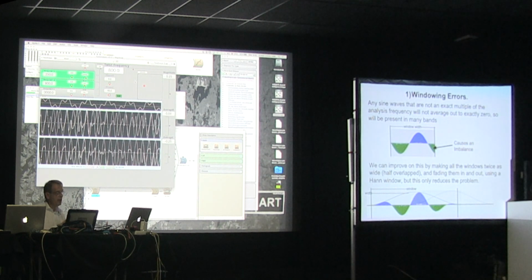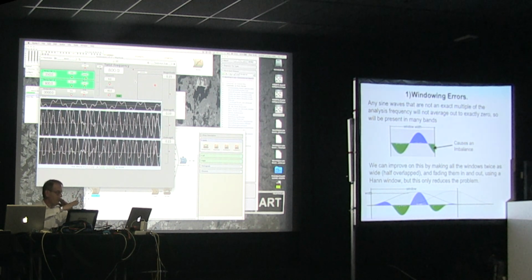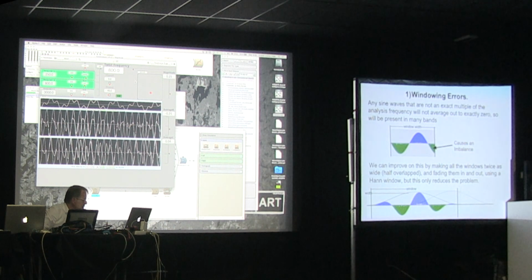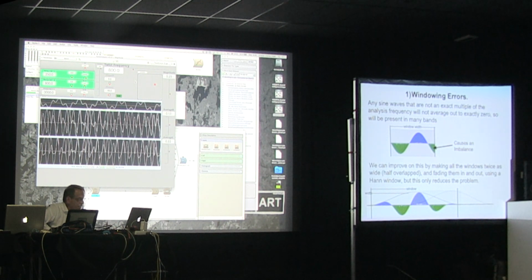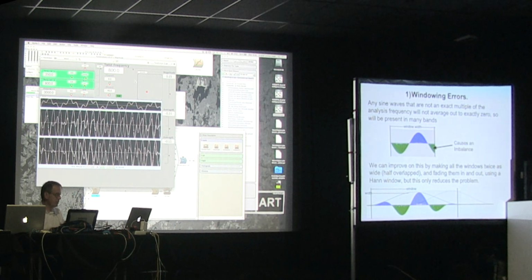There's a way we can improve on this: rather than having a square window with sharp edges, we can fade it in and fade it out. But we have to make it twice as wide first, so they overlap with the next window that's coming along. That hand shape is actually a sine wave that's offset a bit. It's not a standard sine wave because it's not swinging around zero. We fade it in and fade it out, and the next one comes along and fades in and out. We can have different window shapes, but the hand is quite a common one.